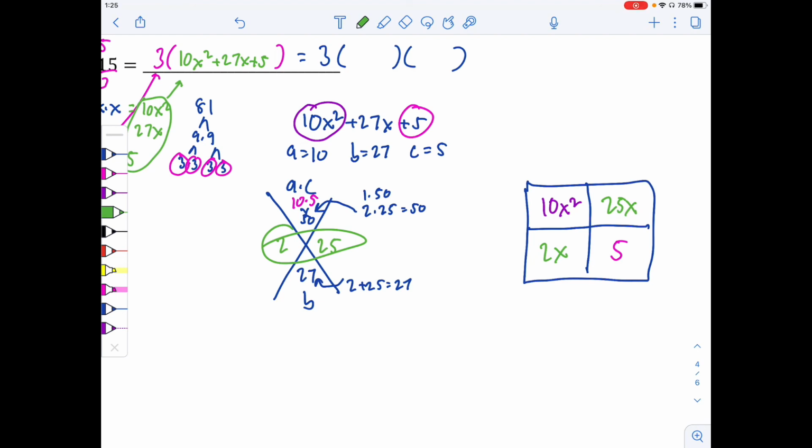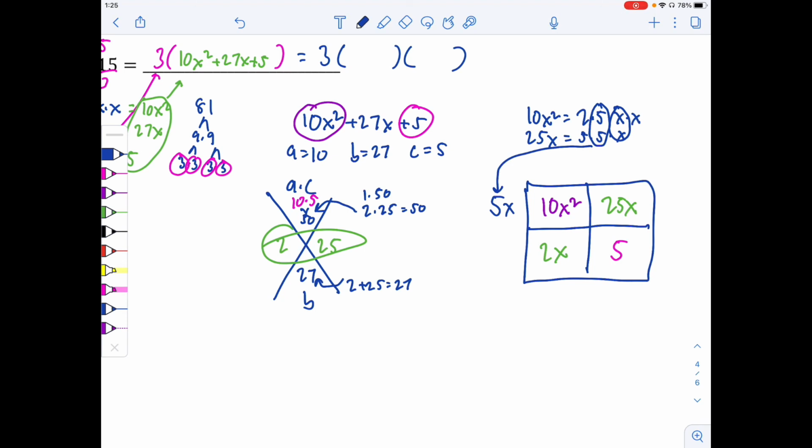And you can just kind of see it too, when you get here. So let's do this one again, the first column. 10x squared is 2 times 5 times x. 25x is just 5 times 5x. So what do they have in common? 5 and an x, or the first row we did. So this is going to be 5x. That's our GCF. Then we find the other one.